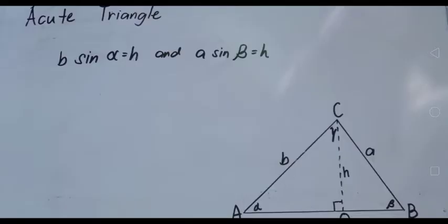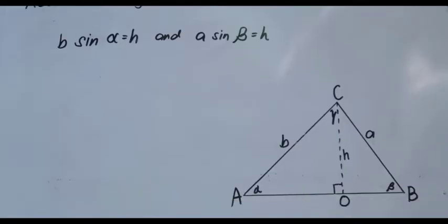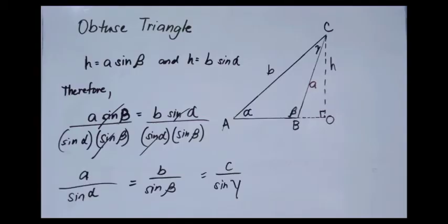In an acute triangle, if we focus on this triangle, we can see that the opposite side of our alpha is h, and so with the opposite side of our beta. It is also the same with the obtuse triangle. So a over sine alpha is equal to b over sine beta, which is also equal to c over sine gamma.